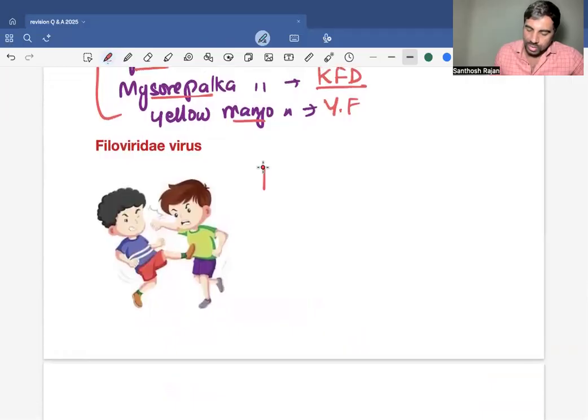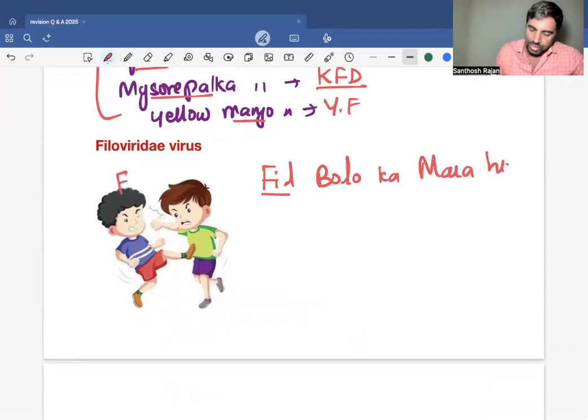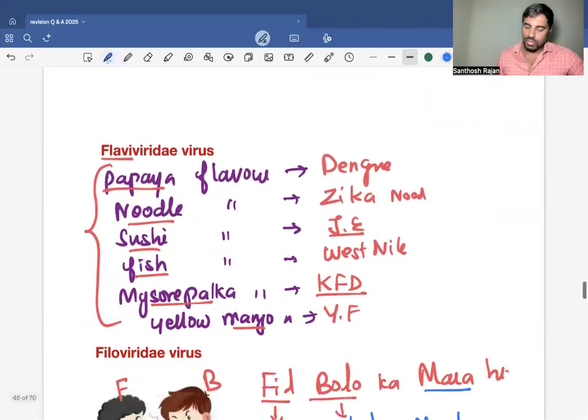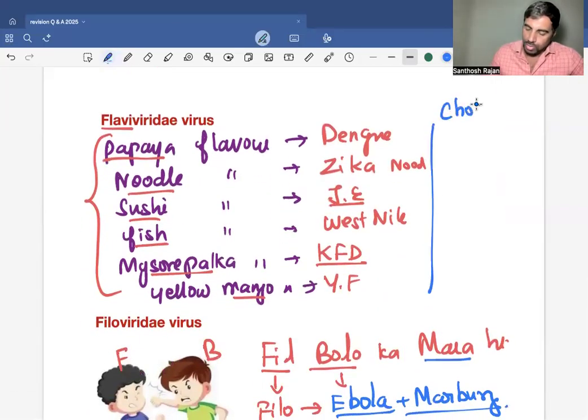Now, what about filovirus? I would say in Hindi, Phil Bolo ka mara hai. In Filoviridae, we have two. This question recently also came. Bola because Ebola, plus Mara, Marburg. Filovirus, just two viruses. Important. Also don't forget in flavivirus there's a chocolate flavor also. Chocolate flavor for which virus? Hepatitis C virus.